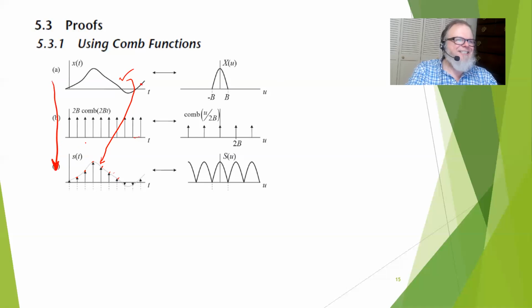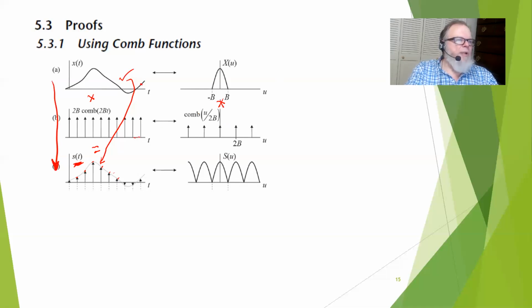What happens that is not as intuitive is over here in the frequency domain. So we're going to follow this over here. Here we're multiplying by a comb function in order to get this signal of samples. That's what this is, a signal of samples. What happens in the frequency domain? Well, if we multiply in the time domain, we convolve in the frequency domain, don't we?